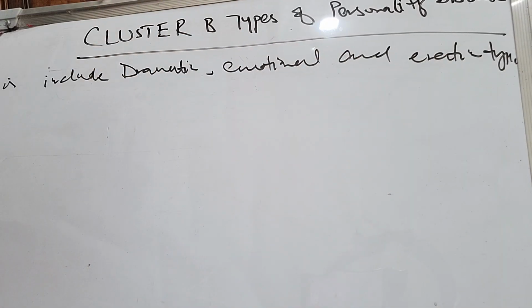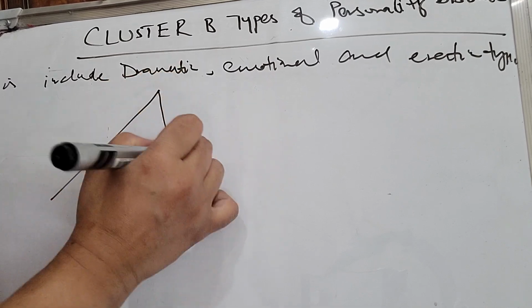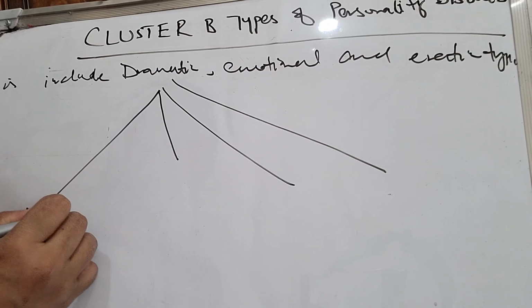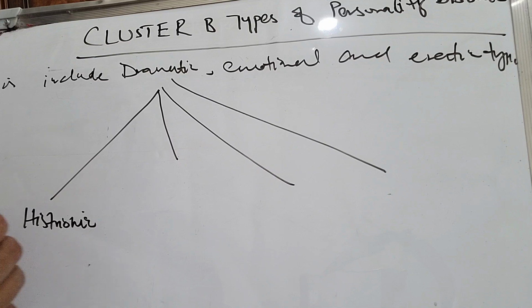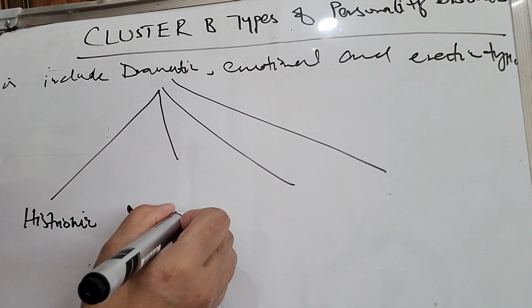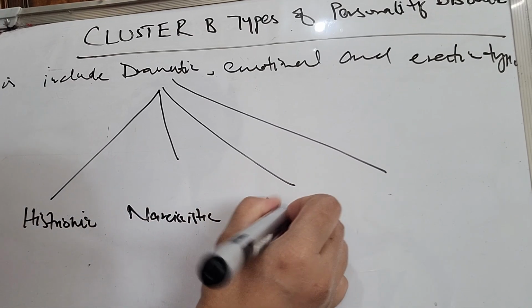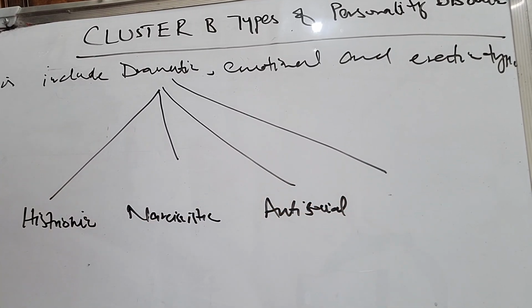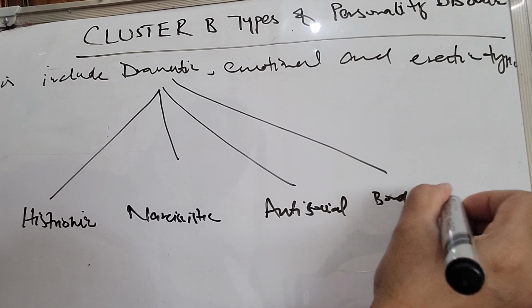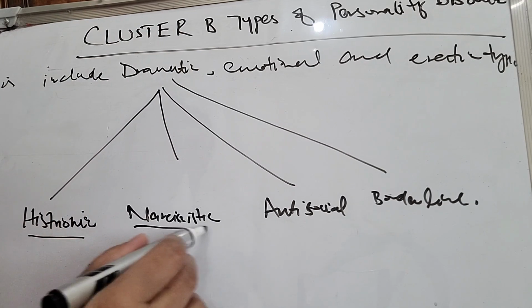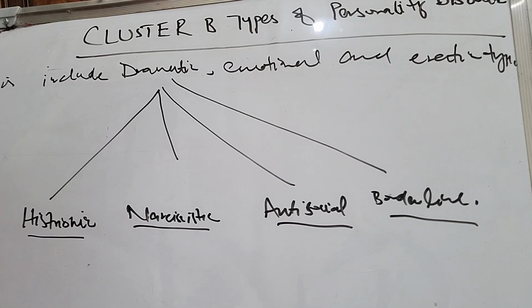So what are the types of cluster B personality disorders? There are four types. The first type is histrionic. Number 2 is narcissistic. Number 3 is antisocial. Number 4 is borderline. So cluster B personality disorders has four types: histrionic, narcissistic, antisocial and borderline. Now we will discuss one by one.